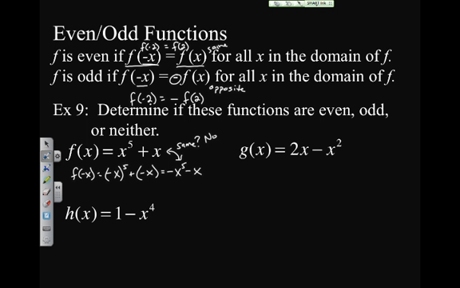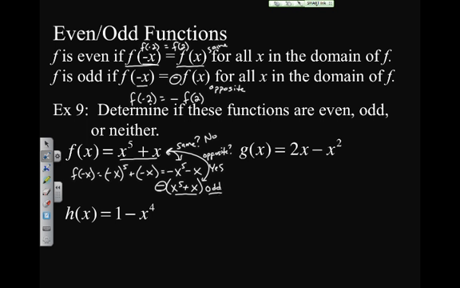Secondly, we want to check, okay, if I factor out a negative, is this the opposite? So are these opposites? And the answer is yes. So that tells us that since one is x to the fifth plus x, and the other one is the opposite of x to the fifth plus x, this is an odd function.